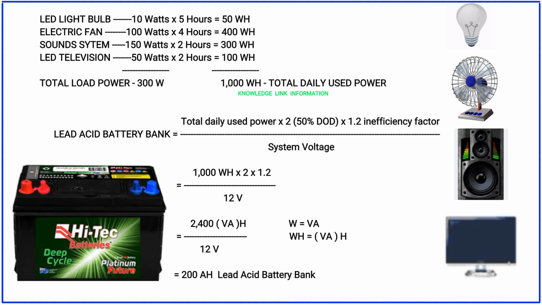Now, we calculate a lead-acid battery bank if we use this type of battery. The formula is total daily used power multiplied by 2 and 1.2 in efficiency divided by system voltage. So, we have 1000 watts-hour times 2 times 1.2 divided by 12 volts is equal to 200 amperes-hour lead-acid battery bank. We can buy a one piece of 200 amperes-hour 12 volts battery.